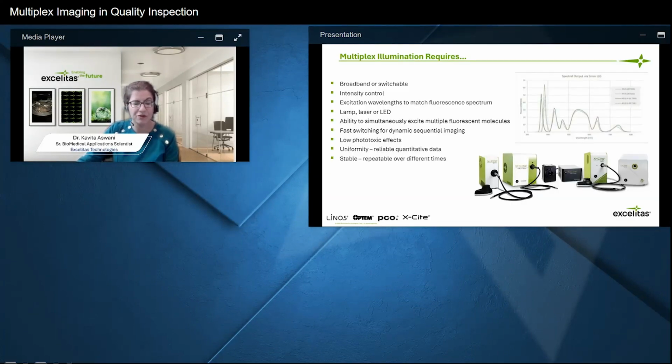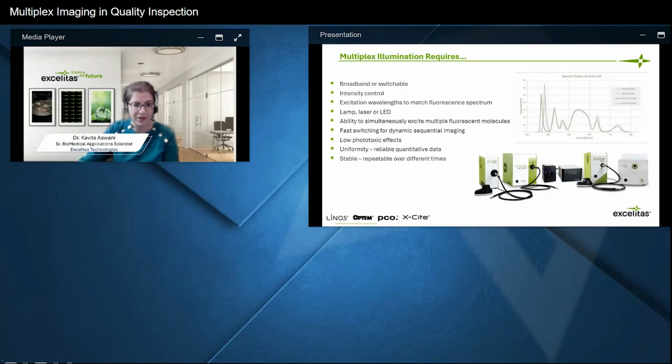Multiplex illumination, so you could require a light source, obviously. This could be a broadband or a switchable light source. Again, broadband is where you have a very wide spectrum that you're hitting the sample with. Switchable is where you have individual parts of the spectrum, which are either LEDs or lasers. You will need to control the intensity of this light source. If you're doing fluorescence, you would require excitation wavelengths that would match the spectrum. This can be lamp, laser, or LED based.